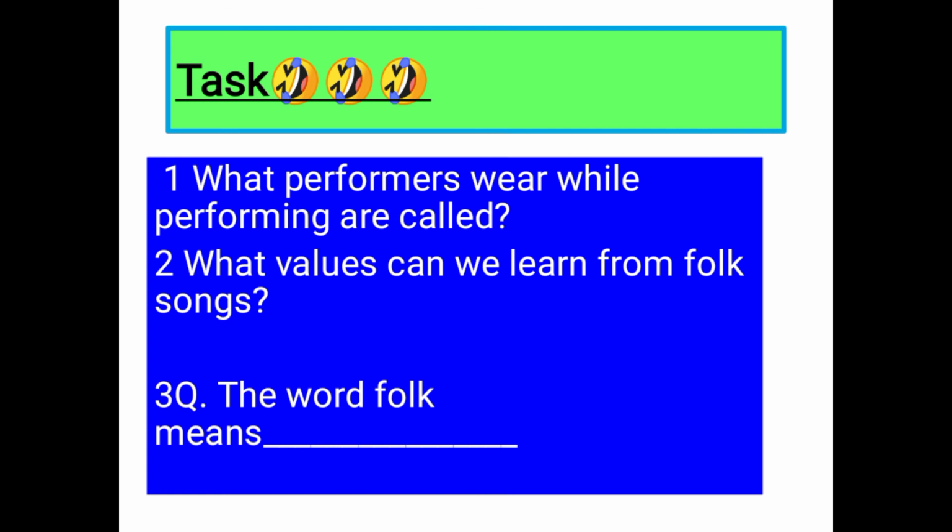Wow, I think we have learned enough for today. Task. Are you ready for the task? What do performers wear while performing called? What values can we learn from folk songs? The word folk means? You can pause the video and discuss with your friends.